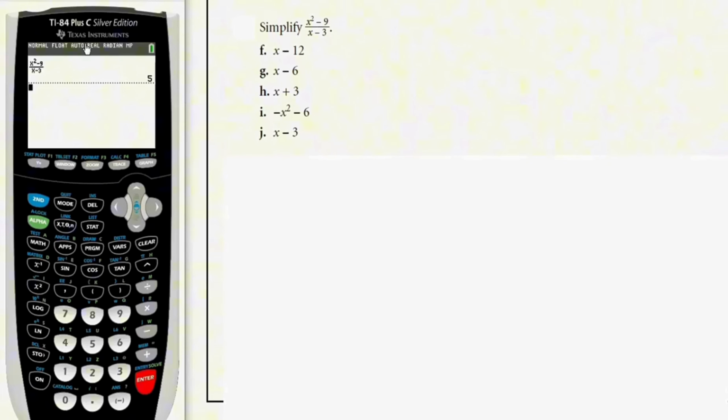So right now, let's check the option that gives us 5. Basically, it will be option H because x is 2, 2 plus 3 is 5. Alright, but let's still check. We have x plus 3, that's 5. So guys, this is basically how you can solve this kind of problem using a TI-84 plus scientific calculator.